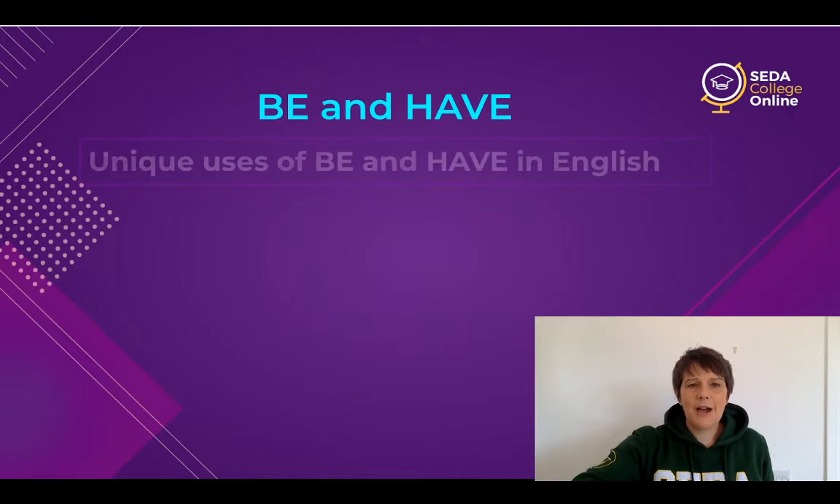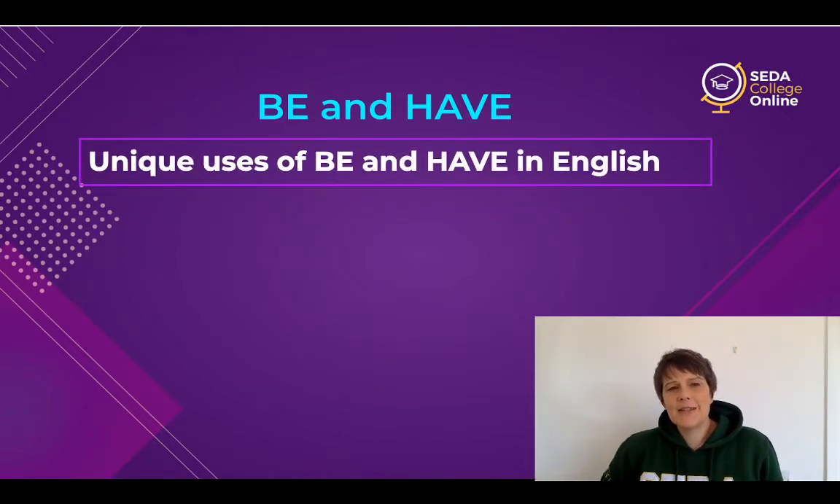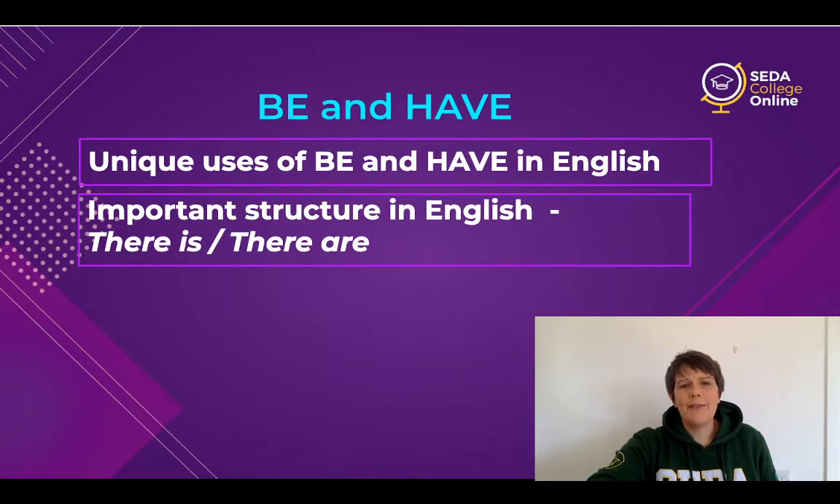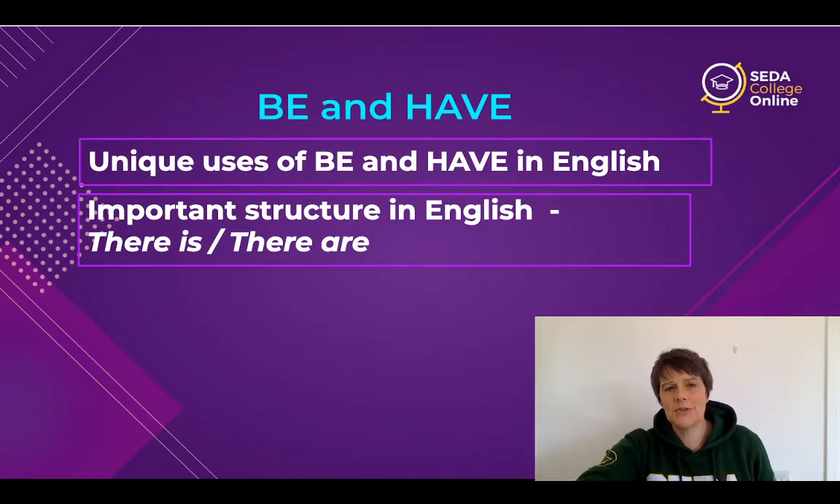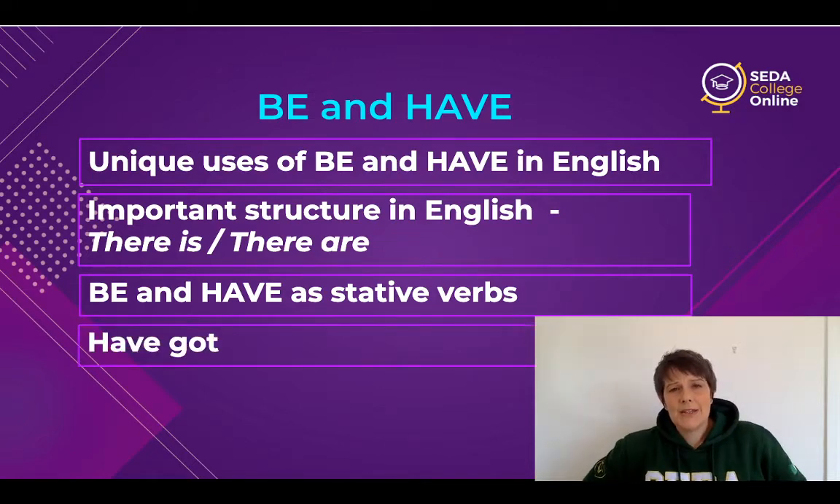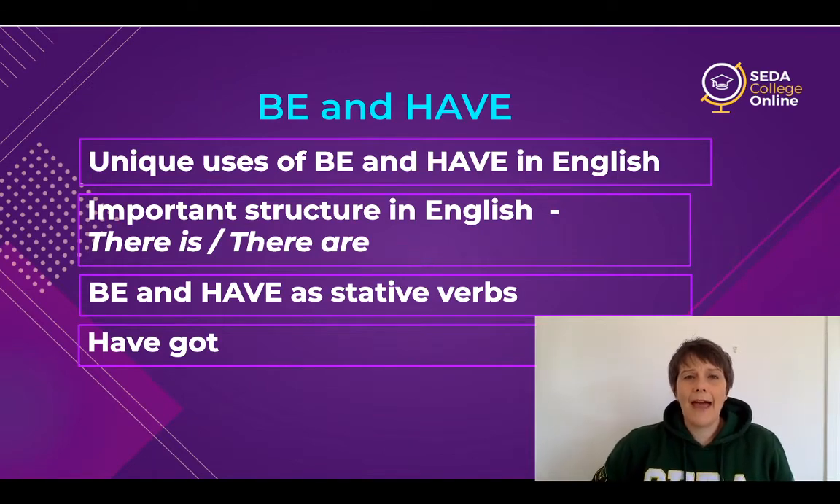What my target is really is to remind you that there are unique uses of be and have in English that are probably not the same as they are in your language, and that if you want to sound like a correct speaker of English, you need to adopt these English language uses of these two critical verbs, be and have. You need to remember to use the structure there is and there are. You need to remember be and have used in their stative forms as well as in their dynamic forms. And maybe you need to just reflect a little bit more on have got.